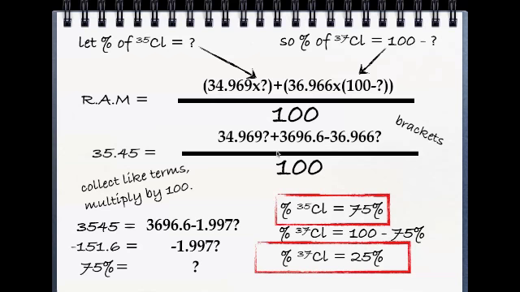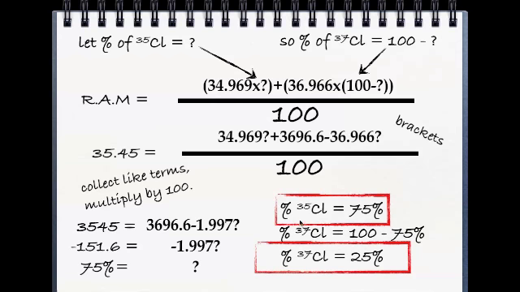What we then do is continue to solve for this question mark. You collect the like terms together, so you bring these two together and you get this here. Multiply by 100 across and you get 3,545. You then solve for the question mark and you work out that it is 75%. So this lighter chlorine, this question mark, is 75%.